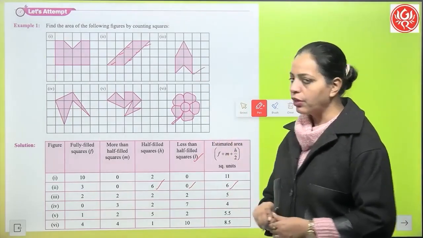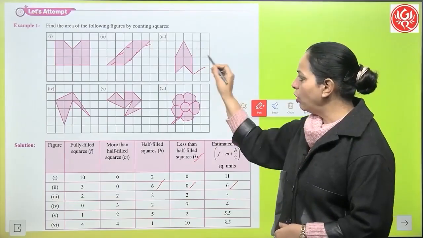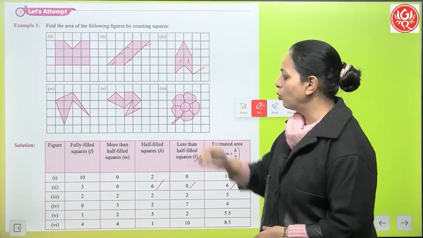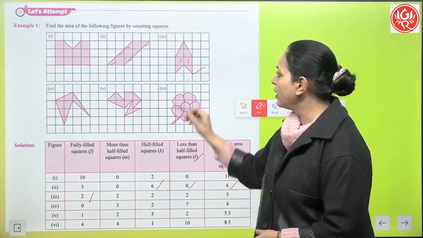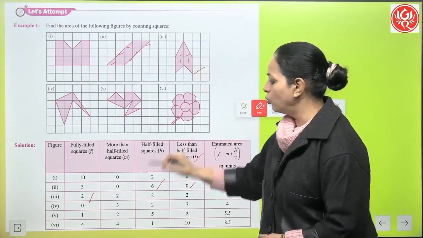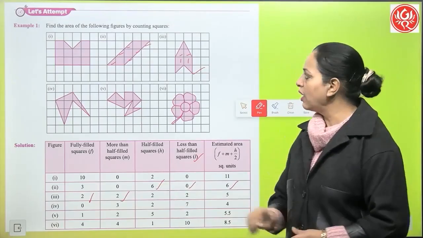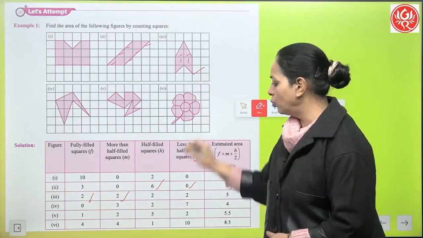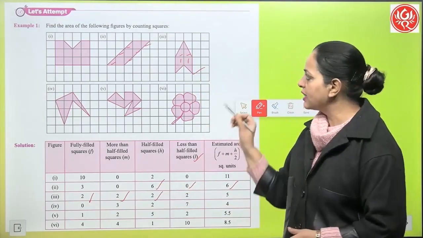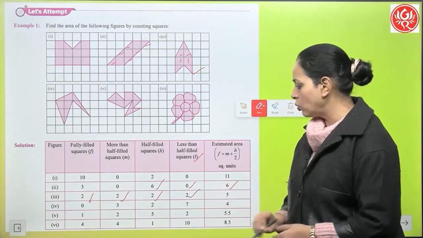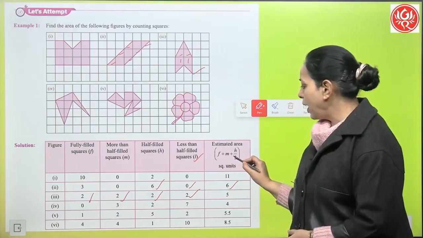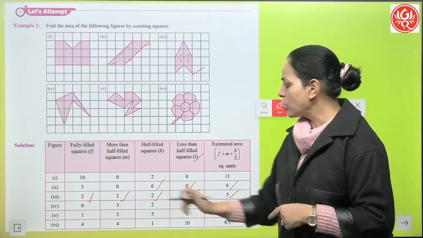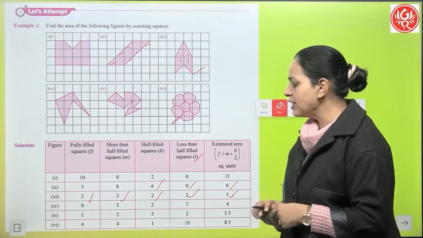Similarly, third figure, count complete fully filled, 1, 2. Okay, 2. Then more than half filled, this is 1 and 2. 2, right? Then half filled, 1, 2. 2, okay, and less than half filled, that is also 2, right? So what to do? F plus M plus H by 2. So substitute these values, answer is 5.